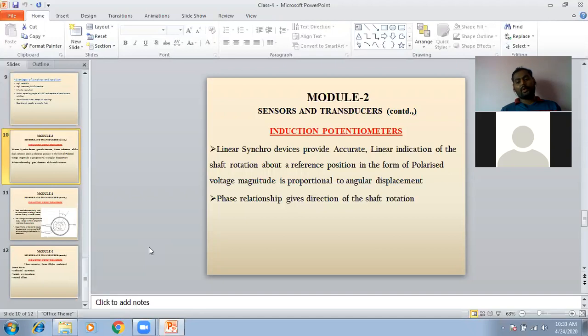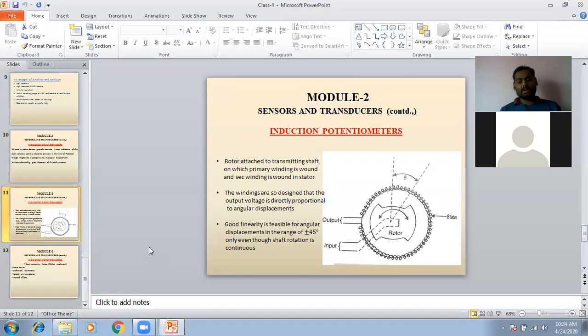They will provide an accurate linear indication of the shaft rotation about a reference position. The only thing is, they give a voltage magnitude in proportion to the angular displacement. Again, as with the synchros, this will also provide a phase relationship that depends upon the direction of the shaft rotation, right?